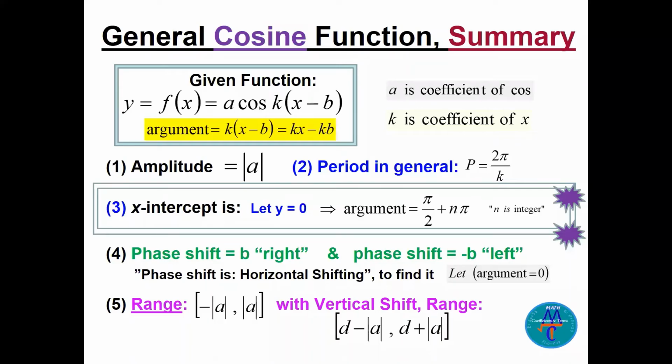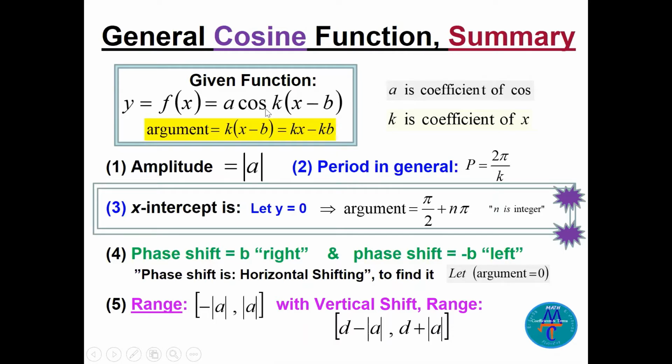Now let's look at the general cosine function. As I mentioned in lecture 15 for the sine function, we have A cosine k bracket x minus b. Let's see the argument here. Either you can write the argument as k bracket x minus b or kx minus kb. These are the same values, which is the argument. We call it the correct argument.